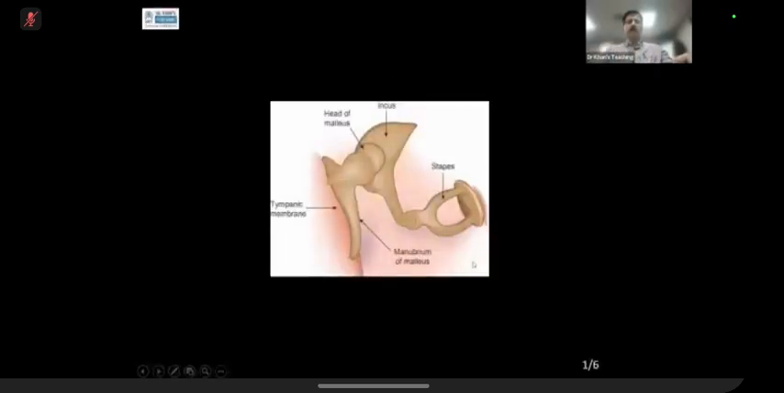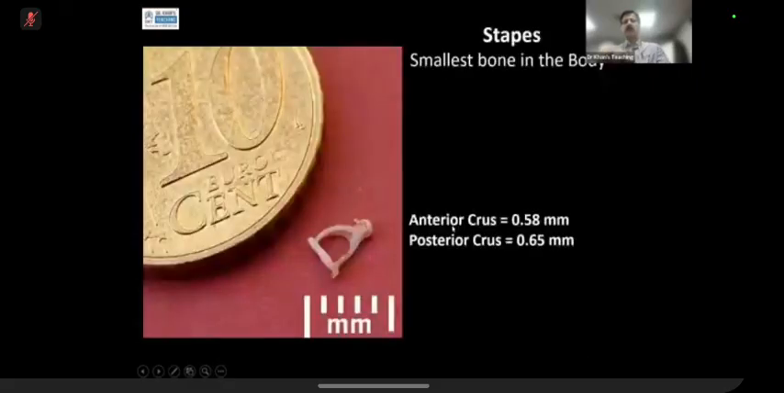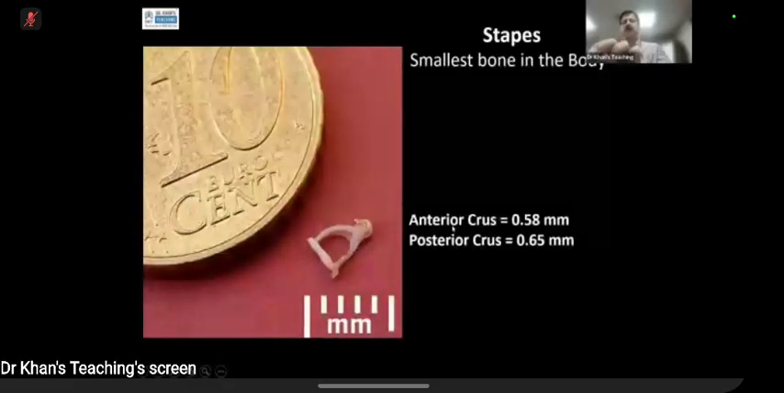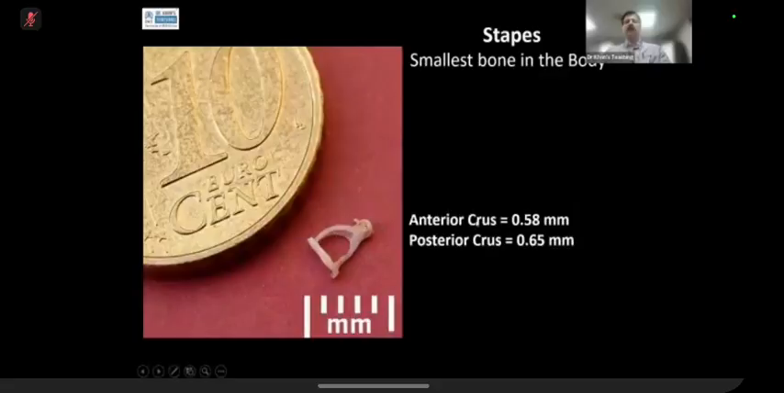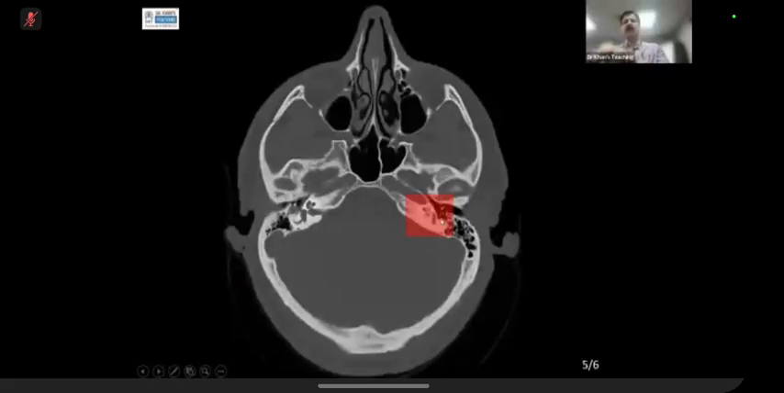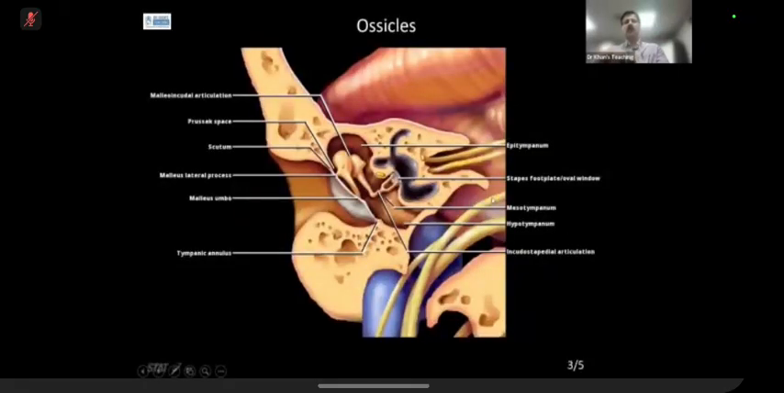Now, if you see here, this is the stapes, and the capability of CT scan now is that the stapes is the smallest bone in the human body. Anterior crus is 0.58 millimeter, posterior crus is 0.6 millimeter, and we can actually see it on a CT scan. And we can see the joint also.